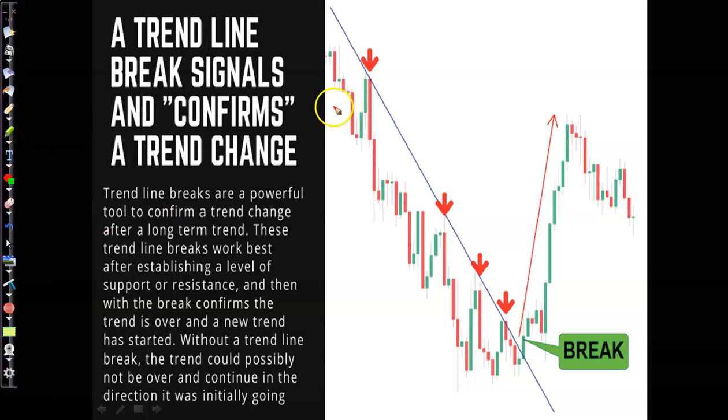A trend line break signals and confirms a trend change. Now you can see price is creating a lower low, lower high, and a lower low, lower high. So we connect those swing points. Here you can see we just connected those swing points and drew a diagonal trend line. After that, you can see price broke this trend line, which is called a breakout. So in this area we are confirming that they are going to change the trend.